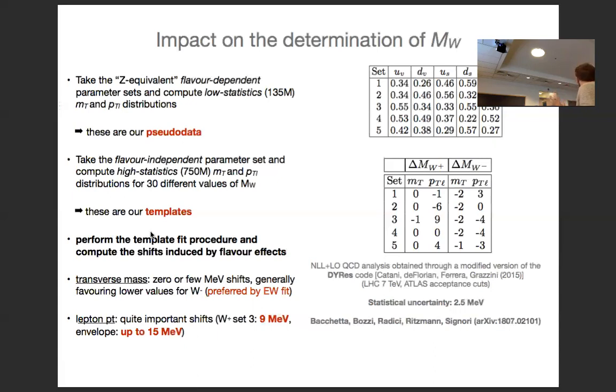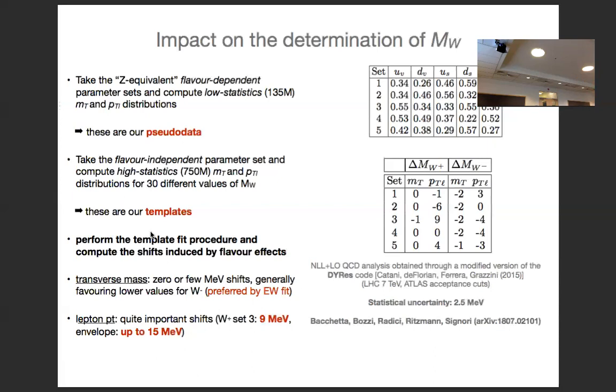Of course, as you can see, there are sets that do not shift at all. MW plus, MW minus is a moderate shift, but there are also sets that shift by 9 MeV in the case of lepton PT, the central value of MW minus the central value of MW.